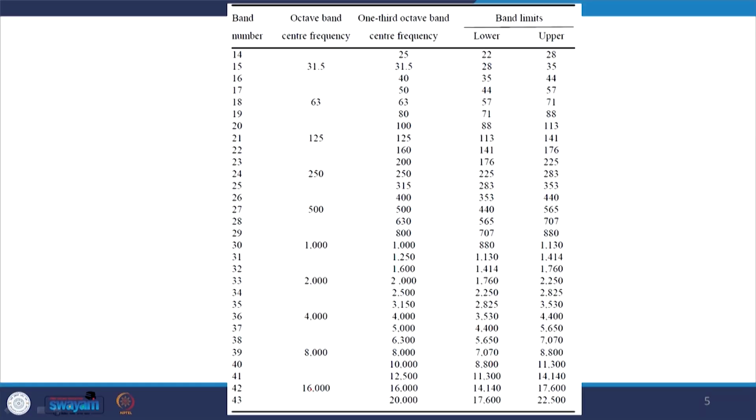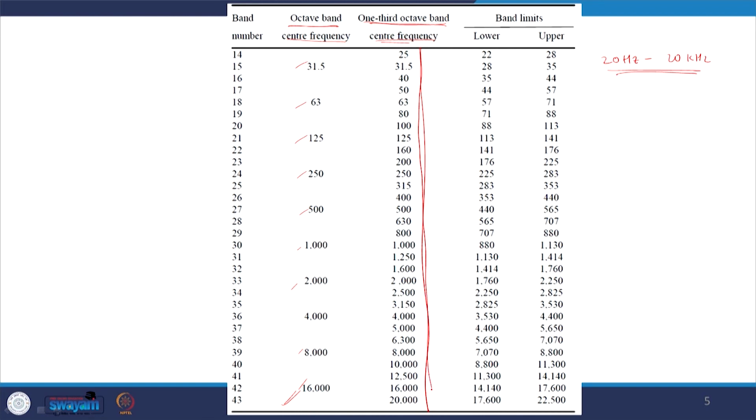This is how the audible range is divided in an octave band. These are the center frequencies of the octave band, and the 1/3 octave band can divide the same frequency range. Sorry, the audible frequency range is 20 hertz to 20 kilohertz. So 20 hertz to 20 kilohertz is divided into these bands for the octave scale, and for the 1/3 octave band there are many more. As you can see, the octave bands are wider, so the number of bands obtained is limited.